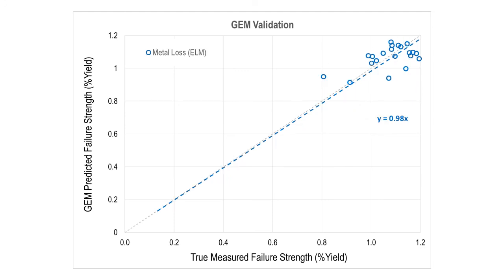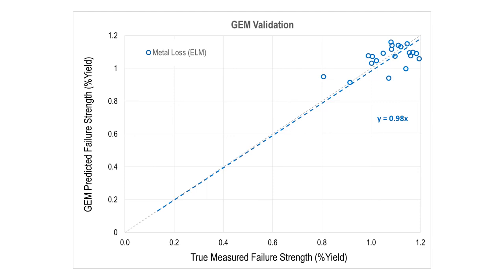Again, we have the predicted failure strength on the y-axis and the true measured failure strength on the x-axis, and here my data points seem to line up a lot better with the theoretical line. Y equals 0.98 means that I've got about a 2% over conservatism in that model. Now, I only have 23 data points to look at, but quite frankly, I think that this is really a step in the right direction.